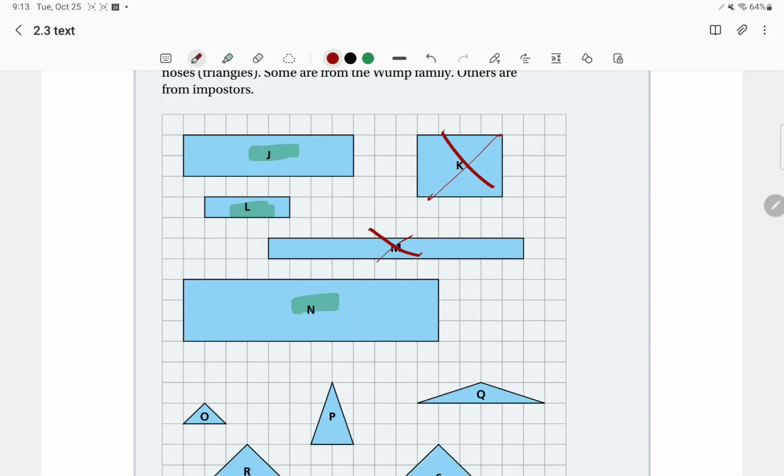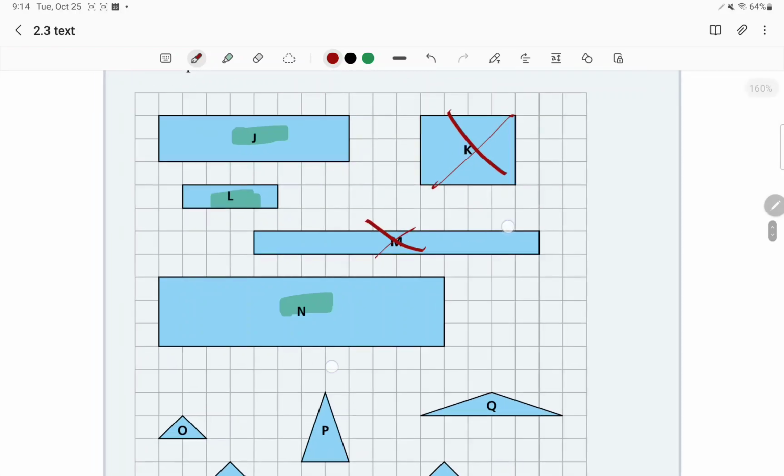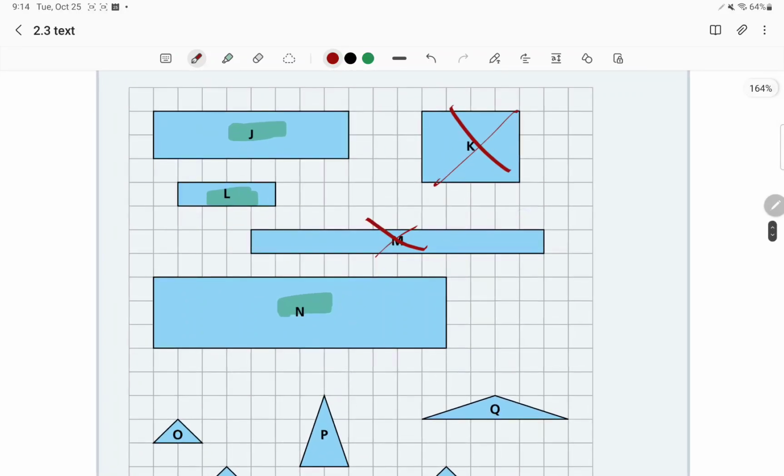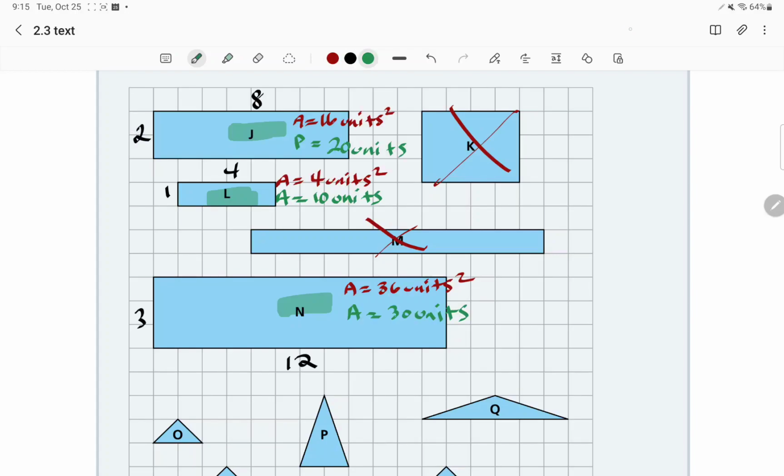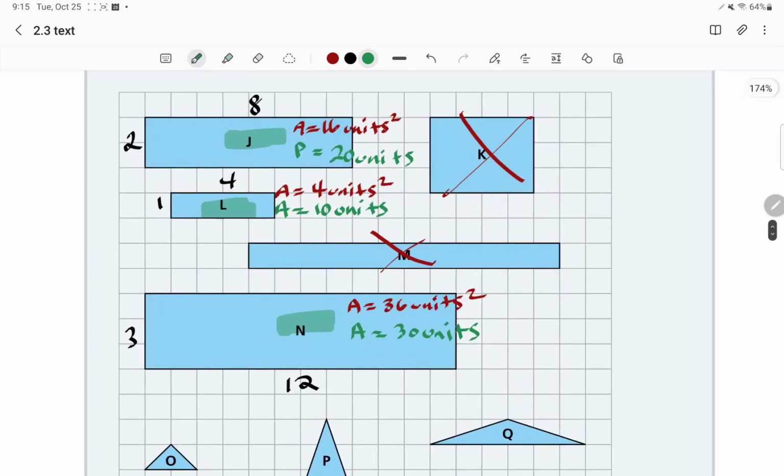Next thing that you're going to need to do is find the side lengths of all of the 3 similar ones. So go ahead and find the side lengths, perimeters, and areas for these 3 shapes. Okay, so go ahead and check your answers just to make sure you have all of these correct.